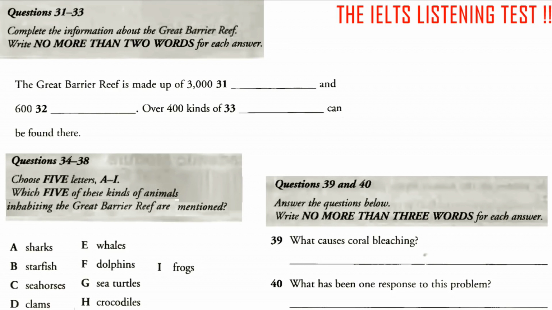In addition, around 600 islands are scattered throughout the area, particularly at the northern and southern ends. The reefs themselves are composed of over 400 different kinds of coral, the largest variety of corals found anywhere in the world.